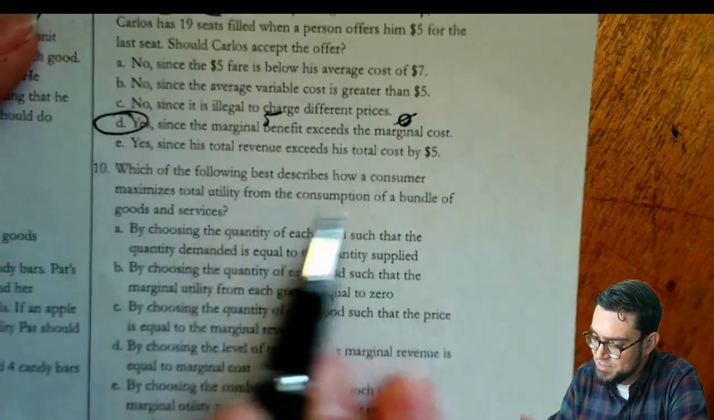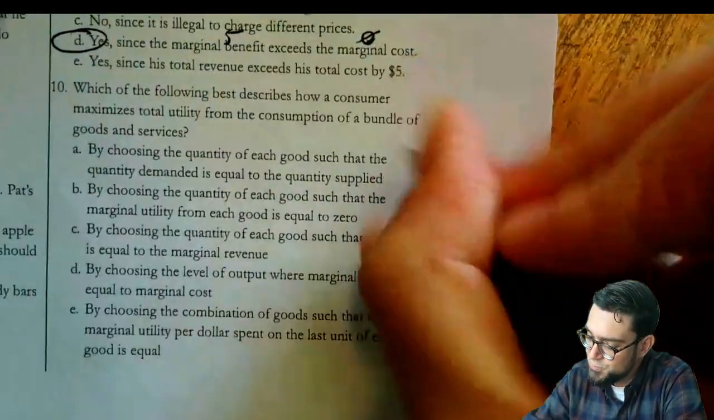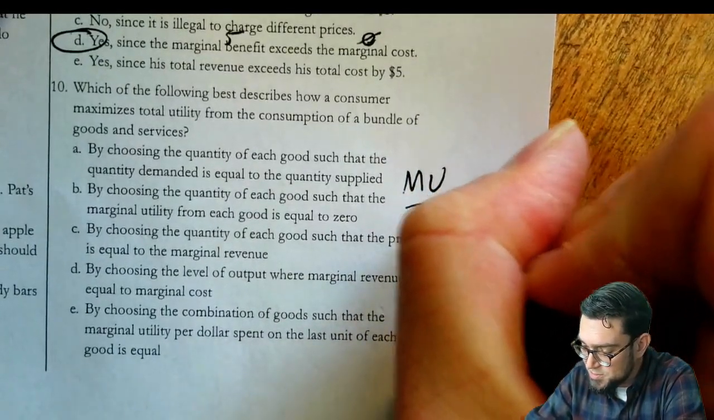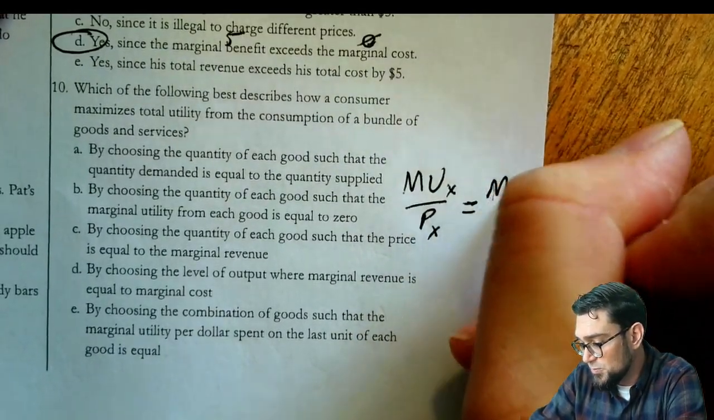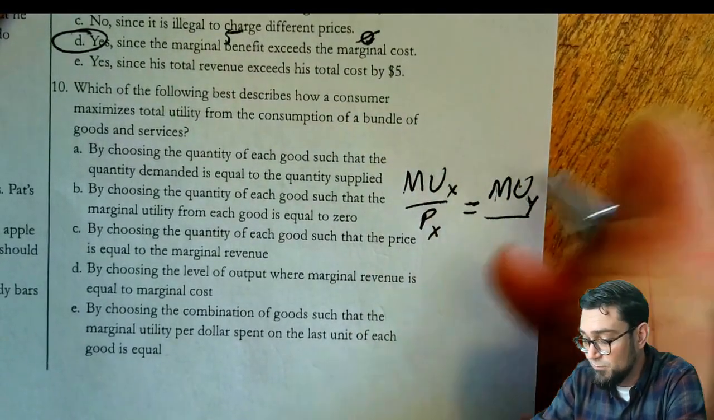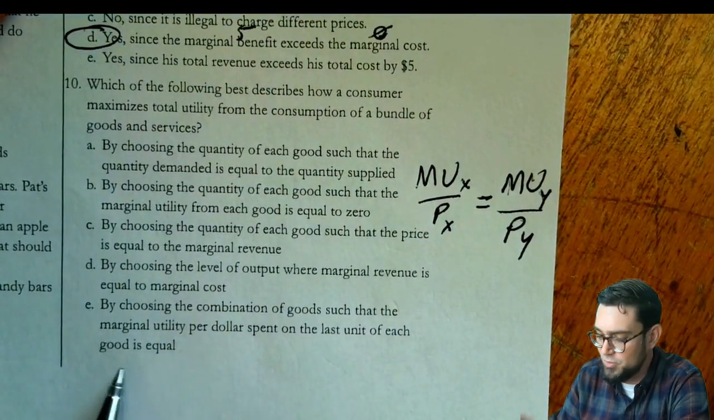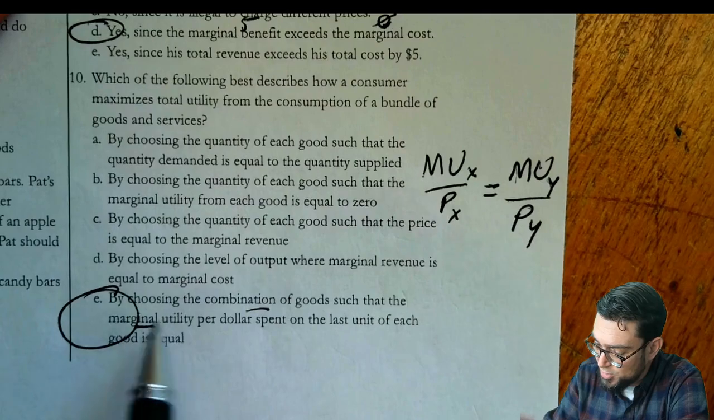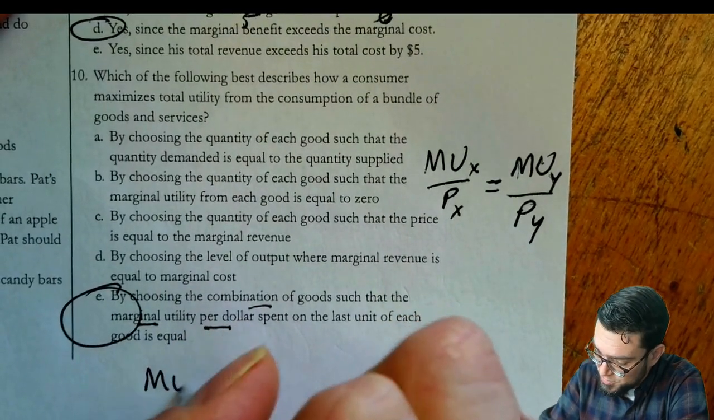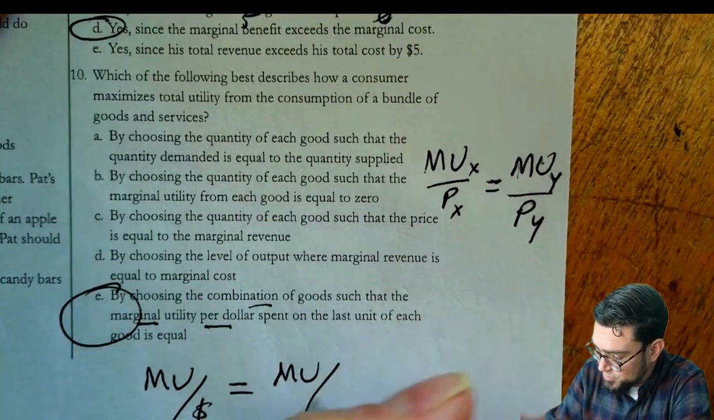Number 10, which of the following best describes how a consumer maximizes total utility from consumption of a bundle of goods and services? For this one, we are looking for an answer that corresponds to the MU of the last unit of good X divided by the price of X equal to the MU of the last unit of Y divided by the price of Y. All of these statements look great, except the right one is E. Choose a combination of goods such that the marginal utility per dollar of each good is equal. Marginal utility per dollar.